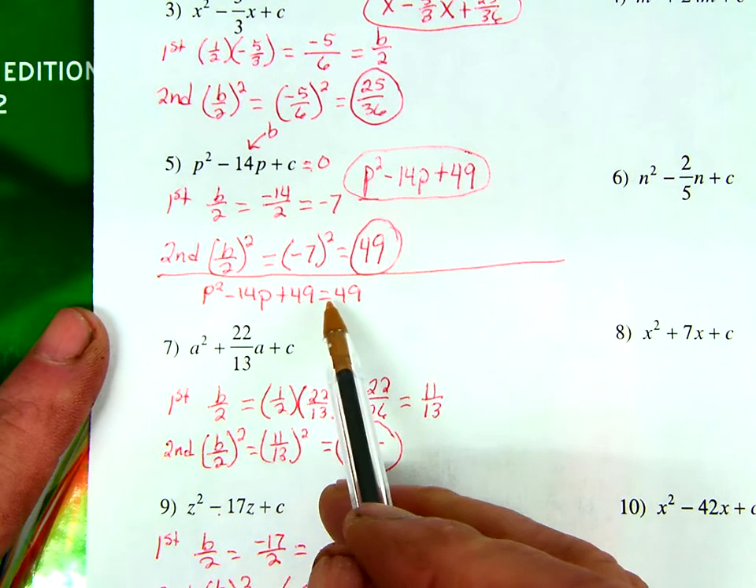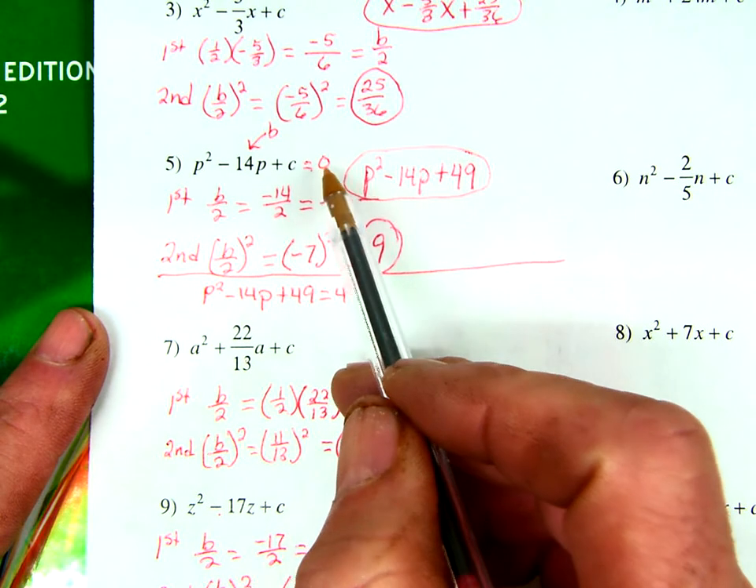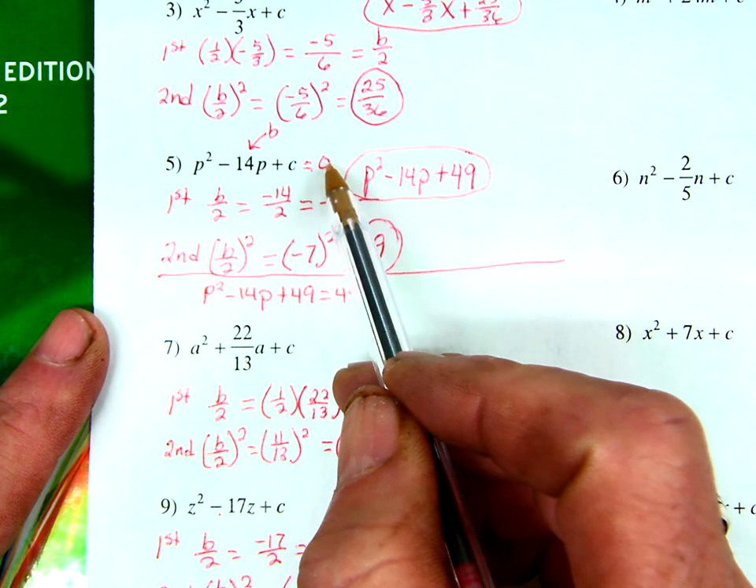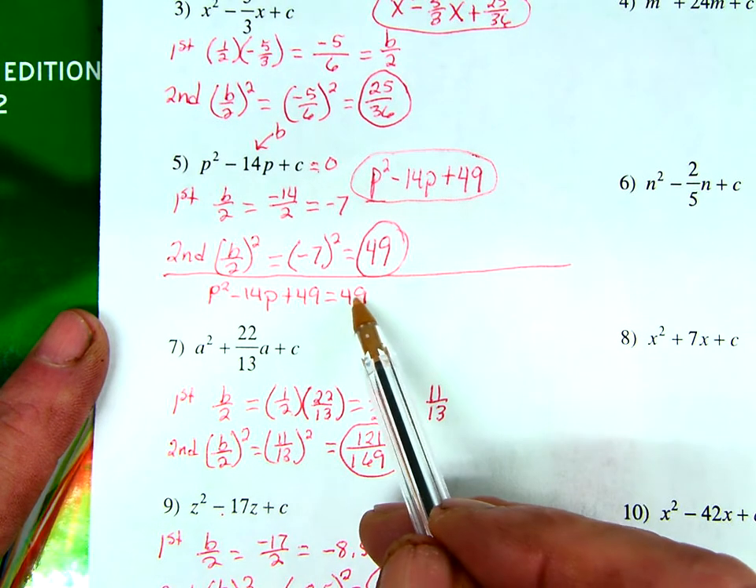Okay. Even if there had been a value over here like 5, we would have added 49 to it and written the answer down here.